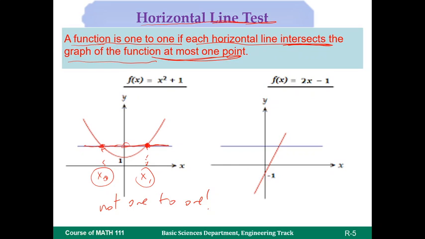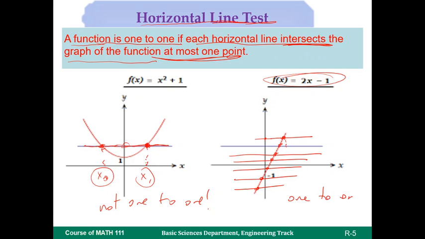And now, when you look at the graph of this function here, this is a line. When you draw any horizontal line, you can see there is always one intersection. So any horizontal line intersects the graph at only one point. It means for any y value, there's only one x value corresponding to it. So for this reason, this is one-to-one.